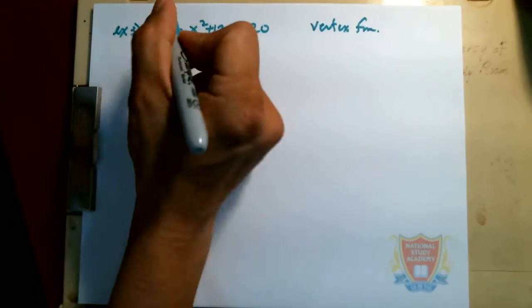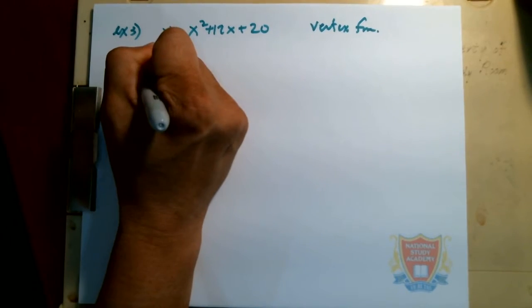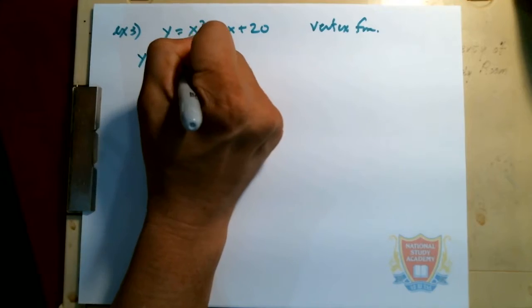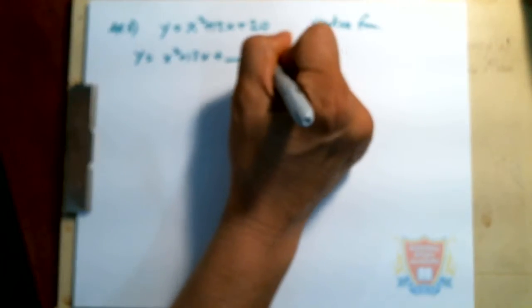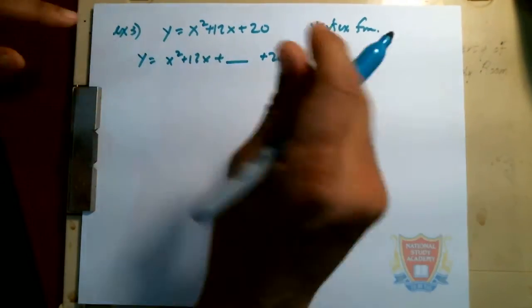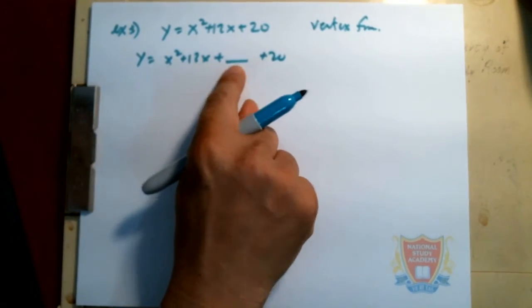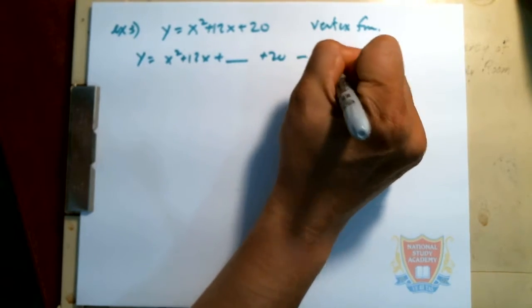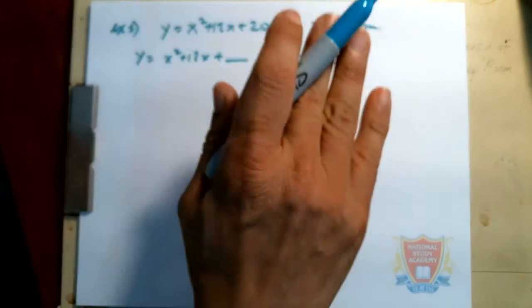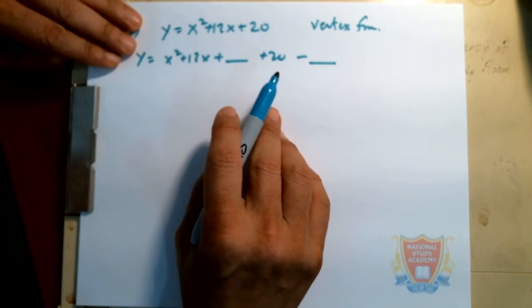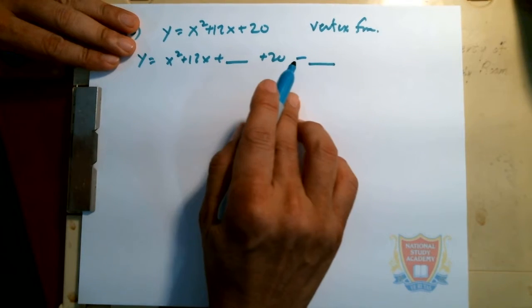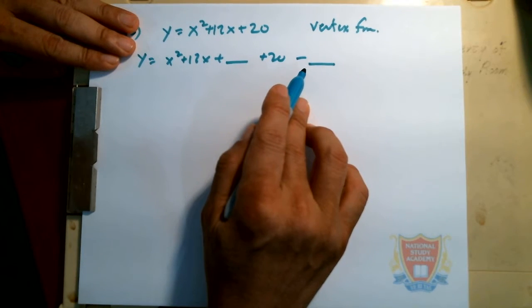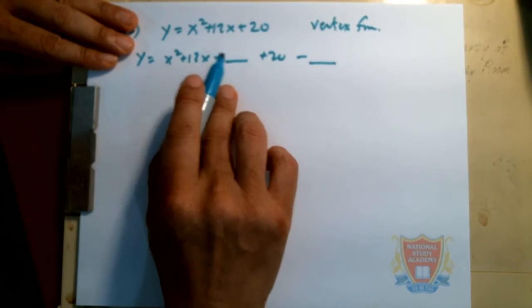So the first thing we have to do is y equals, or function of x is equal to x squared plus 12x, complete the square, plus 20, it's the same number. Since we added a number here, we have to subtract the same number because we're on the same side of the equation. Okay, much better. Again, since we added a number on the right-hand side, we have to subtract the same number on the right-hand side. Let's complete the square on this.